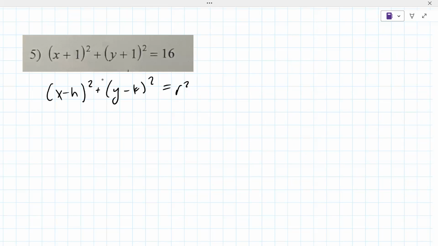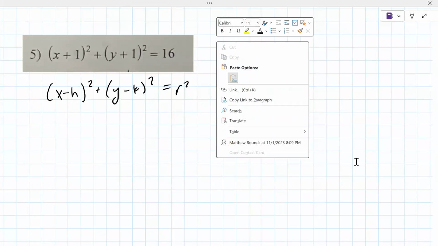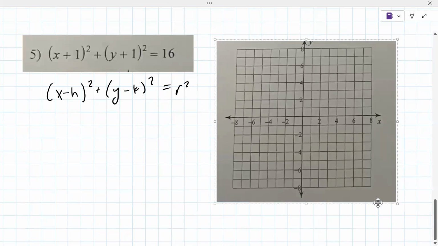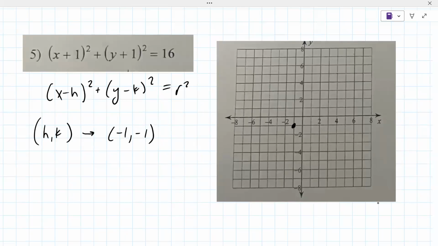So what is H and what is K? Is it -1? -1 and -1. Yeah. So the center, H comma K, is (-1, -1). So you want to put a dot there, even though that's not really it. The radius is not 16. The radius squared is 16. So what is the radius?